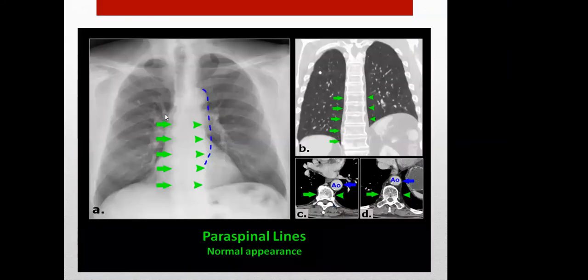This is the paraspinal line on the right side, and this is on the left side. Normally, on CT, this is the right and the left paraspinal lines. This is the right and the left.